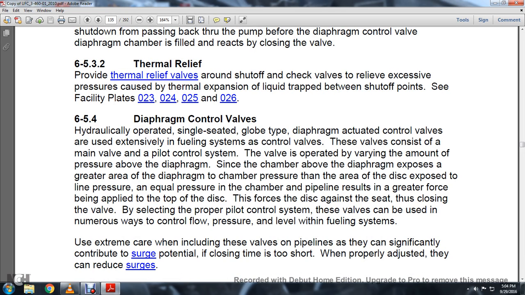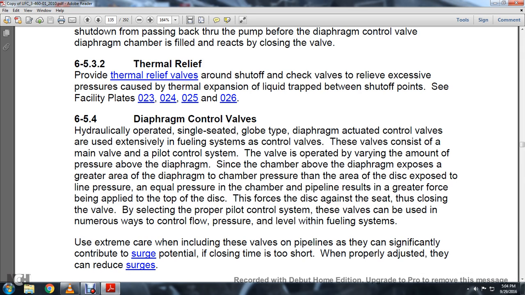6.5 Diaphragm control valves. Hydraulically operated, single-seated globe type, diaphragm actuated control valves are used extensively in the fuel system as control valves. The valve consists of the main line valve in a pilot assisted control system. The valve is operated by varying the amount of pressure above the diaphragm, since the chamber above the diaphragm is exposed to the greater diaphragm area. The chamber pressure area is exposed to the line pressure.